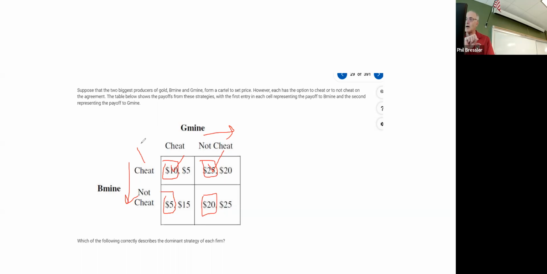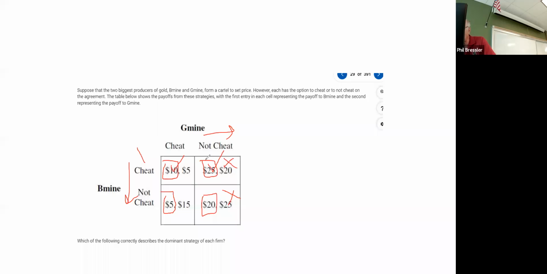All right. Now for G mine, we're going to go across. The boxed ones were B mine's, the unboxed are G mine's. So if B mine cheats, G mine could cheat and make 5 or not cheat and make 20. They're not going to cheat. If B mine doesn't cheat, G mine could cheat and make 15 or not cheat. All right. So G mine's dominant strategy was not to cheat. No matter what B mine did, G mine was not going to cheat. Okay. So those are the two dominant strategies.